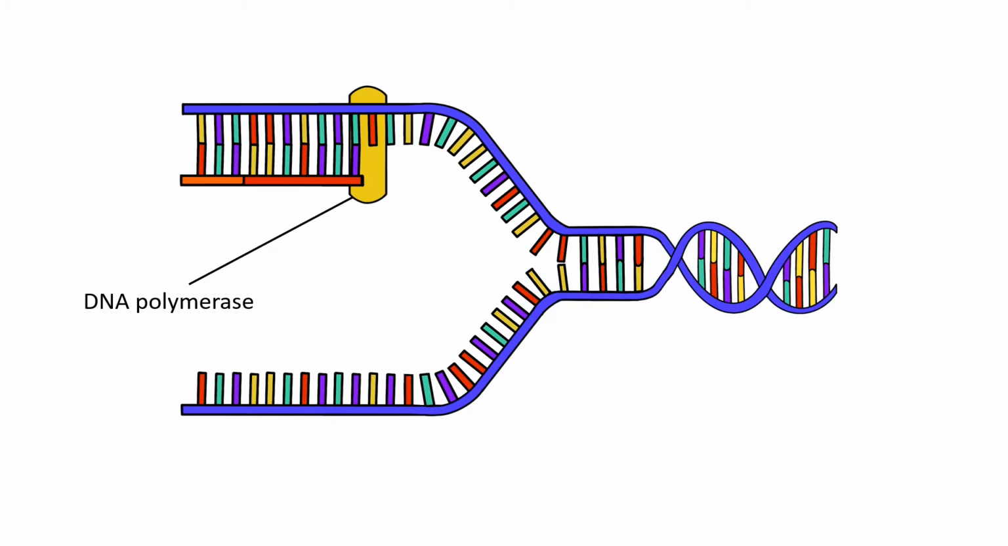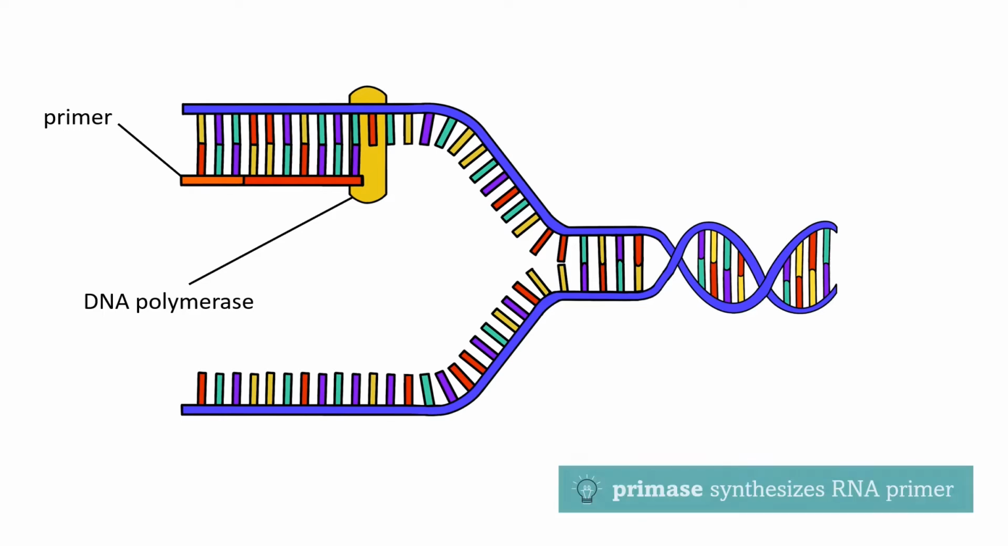DNA polymerase follows the basic base pairing rules. Adenine pairs with thymine and cytosine pairs with guanine to ensure that the two strands are complementary. The problem is, however, that DNA polymerase cannot synthesize the new strand out of nowhere. It needs a short RNA sequence called RNA primer to know where to start. And this short sequence is synthesized by an enzyme called primase.